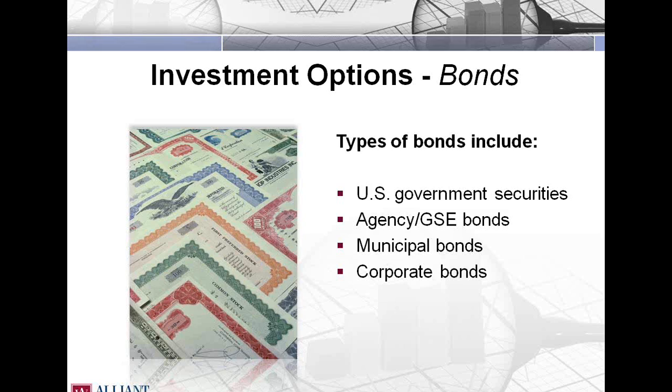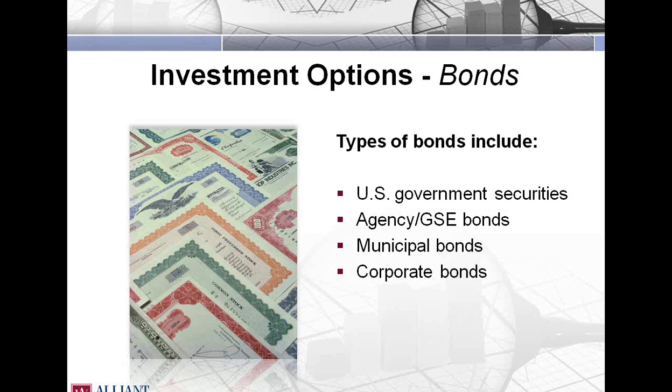Corporate bonds are issued by private companies. The volatilities of these bonds depend upon the companies that issue them and can range from very stable to highly volatile, so-called high-yield or junk bonds. Some corporate bonds are convertible and can be exchanged for shares of the company's stock.